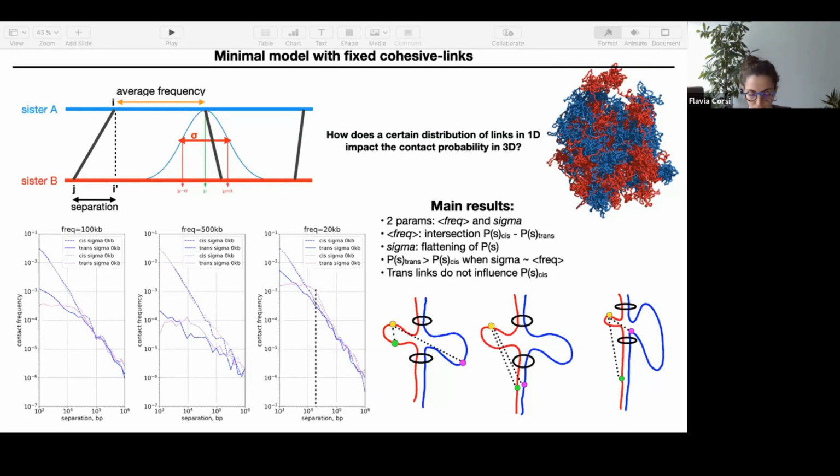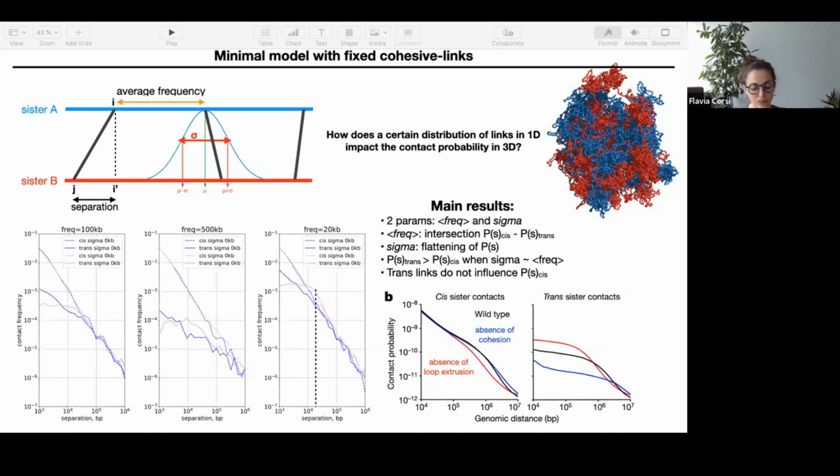So with this analysis, we basically list rules that will help us to understand the statistics of the system in experimental results, so in experimental contact probability. And here, for example, we can see that the misalignment is a bit less than 10 to the 6 in absence of loop extrusion, while with loop extrusion it is greater than 10 to the 6. And comparing the intersection point, we can also infer the average distance between 2 cohesin rings.